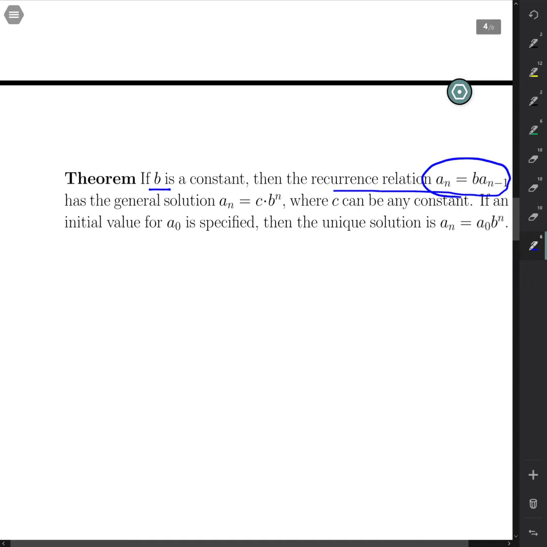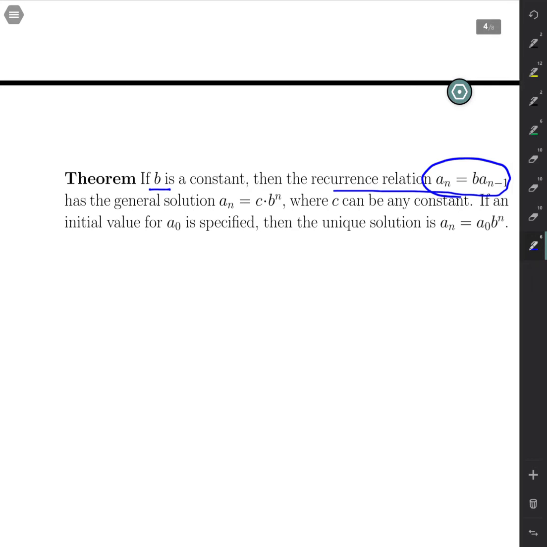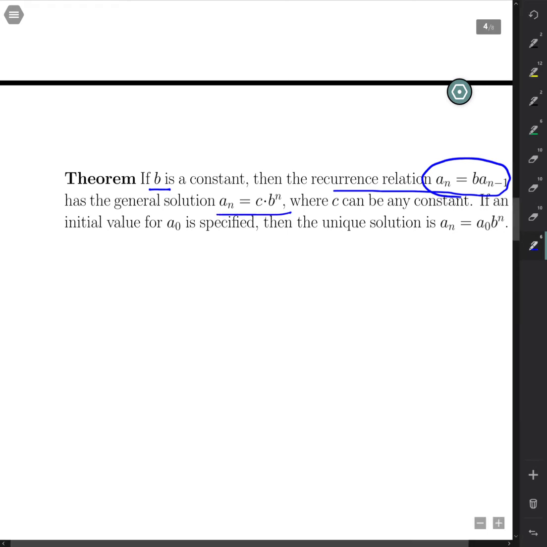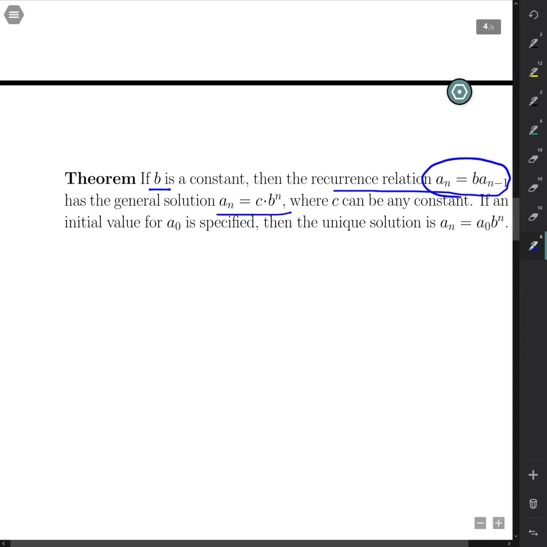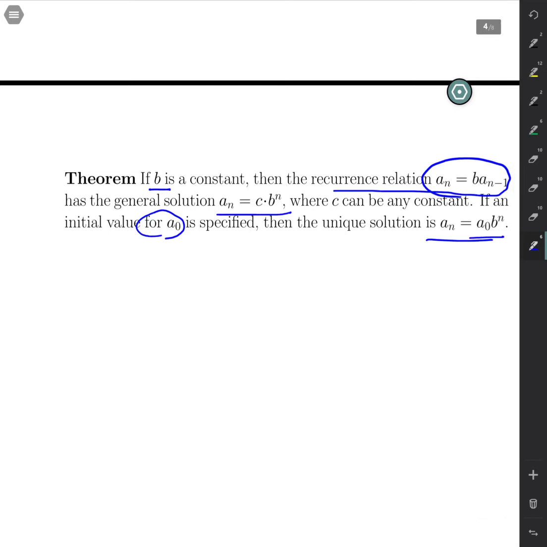So all we're doing each time is multiplying by b to go from one term to the next. Well, it has a general solution: a_n is equal to c times b to the n, where c can be an arbitrary constant. Any constant will give you a solution. If an initial value for a_0 is specified, then the unique solution with that initial value is a_n equal to a_0 times b to the n.